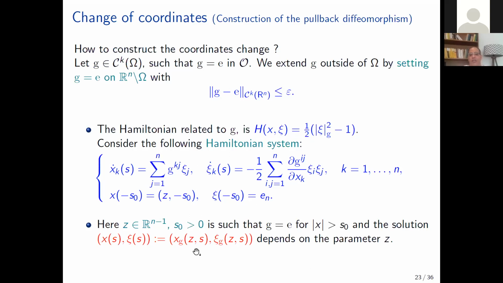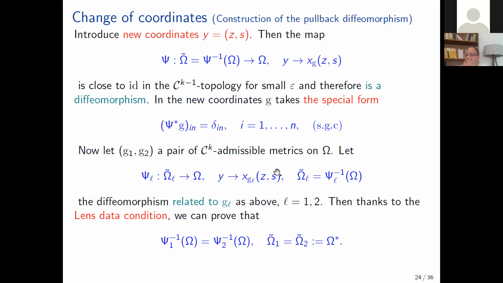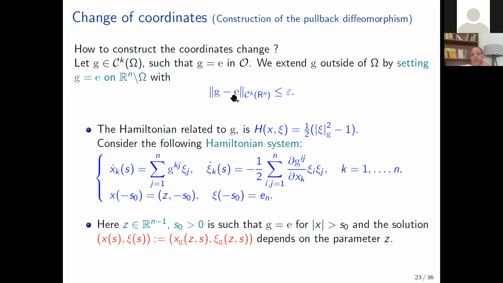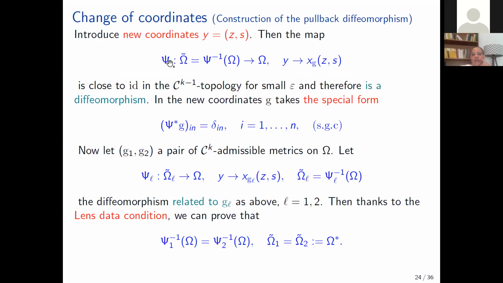Of course, the solution depends on G, the metric, and the parameter z. Then we can introduce new coordinates, y equals zs, by the map capital psi from omega tilde, which is the inverse, say minus one, of omega. Then we consider just the first component of the solution of the Hamiltonian system. By our assumption that G is close to the Euclidean one, we can prove that psi is a diffeomorphism. And we can also prove that the pullback of the metric G by this diffeomorphism satisfies the special form, the normal coordinates special form.